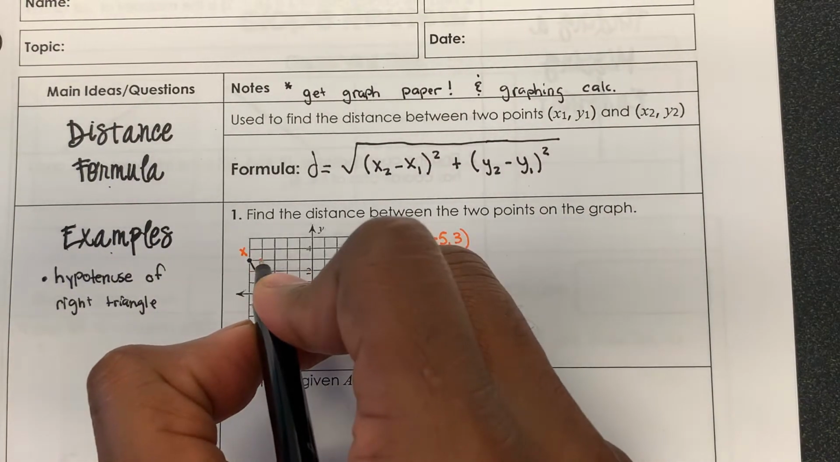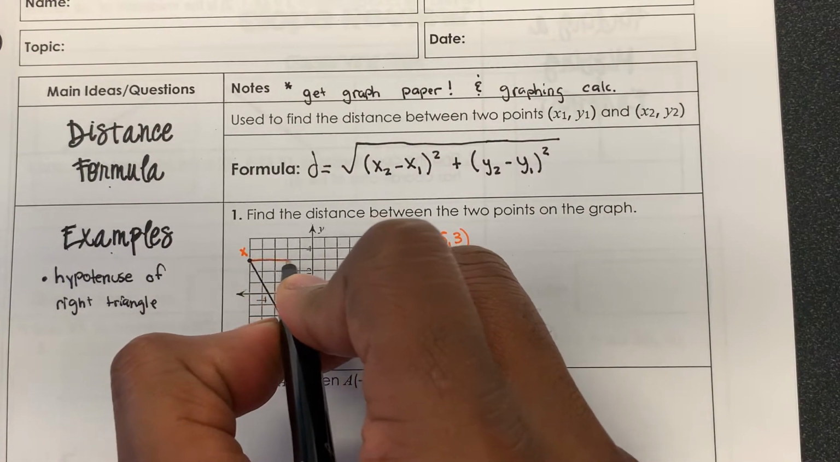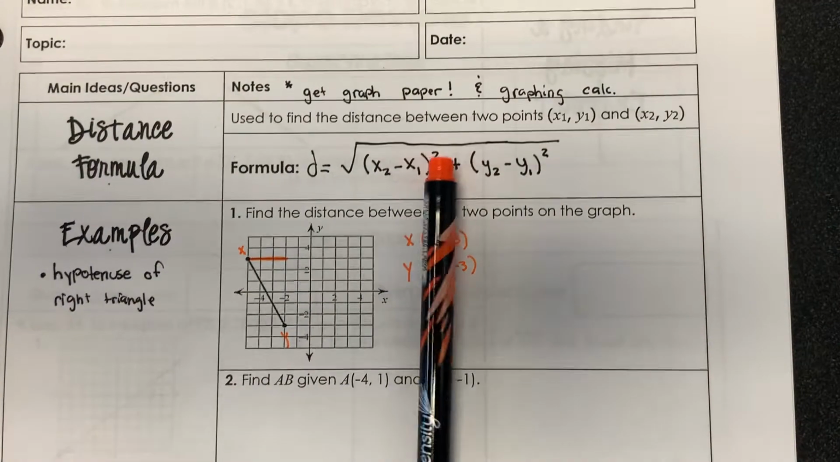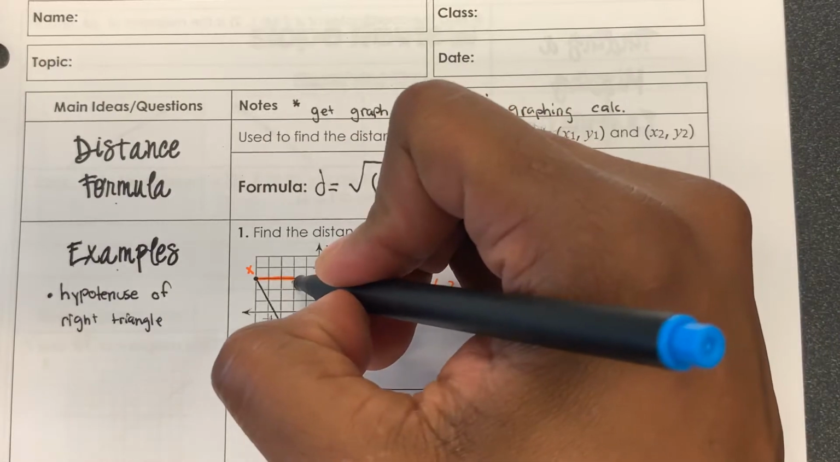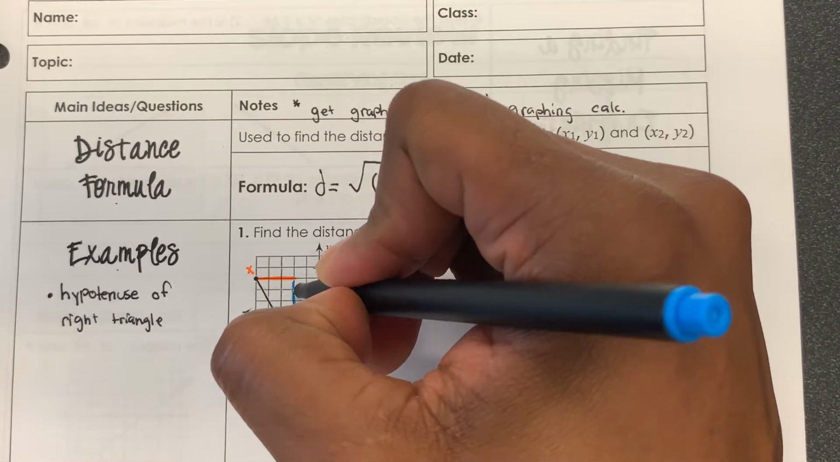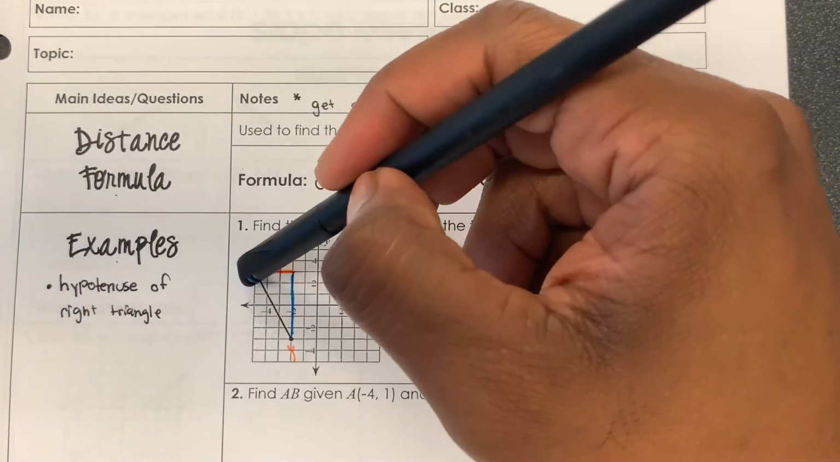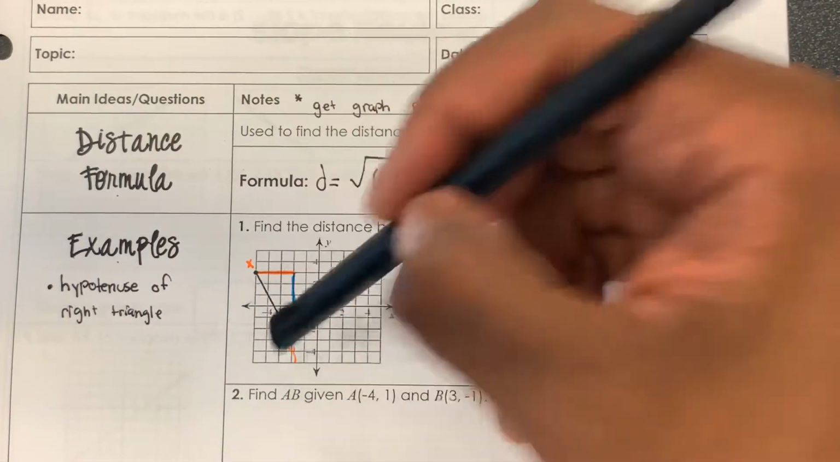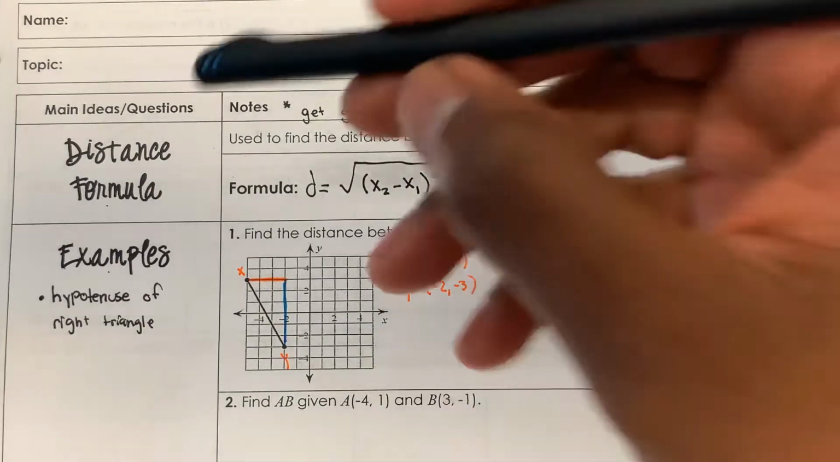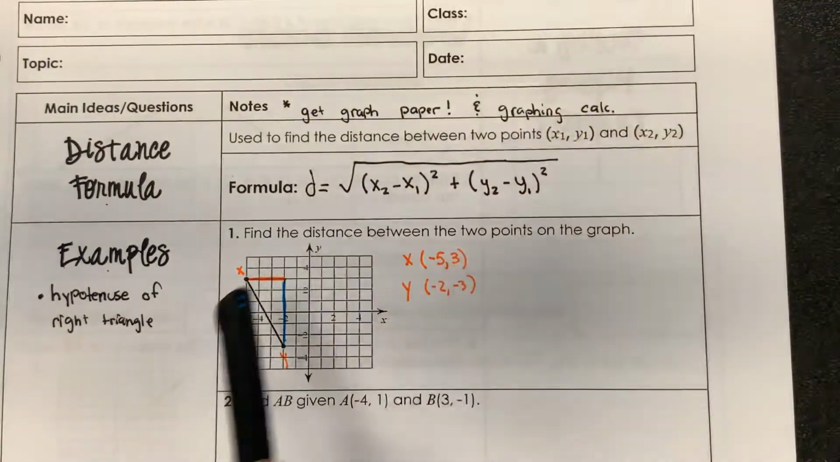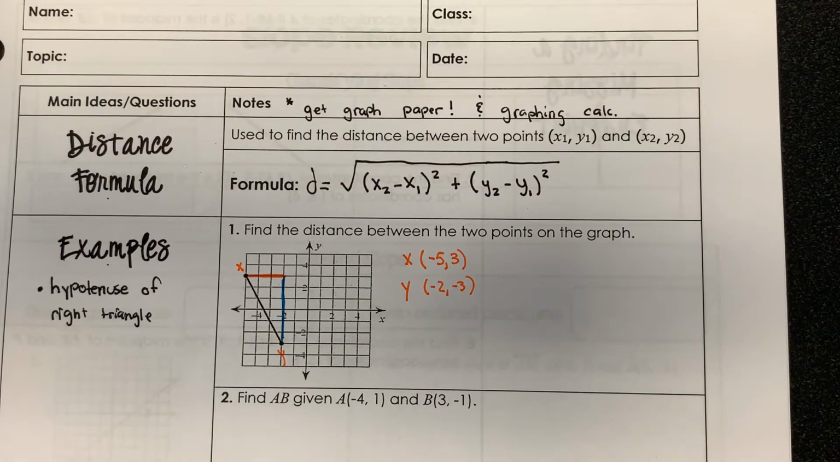So if we move over horizontally and then move down, we can see that we create a right triangle where the hypotenuse is the distance between X and Y. If we remember the Pythagorean theorem, a squared plus b squared equals c squared, this is another way of thinking about the distance formula.